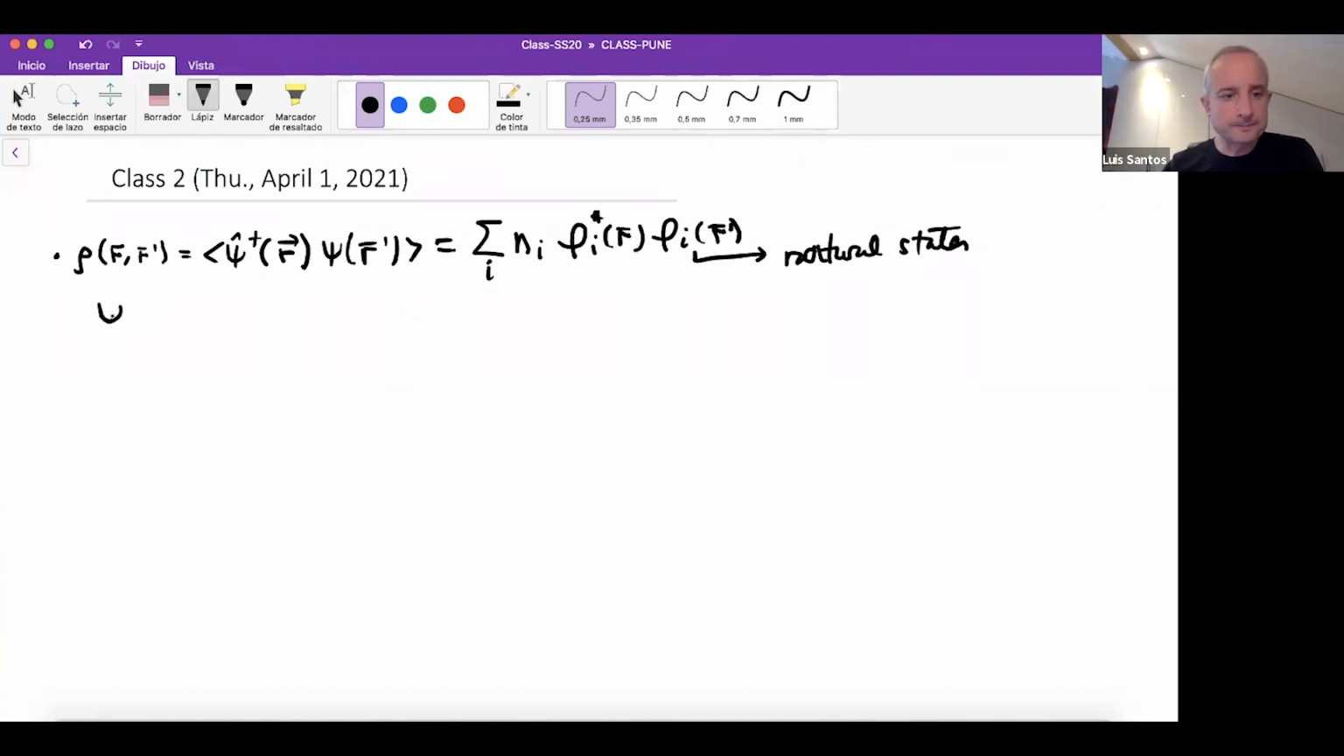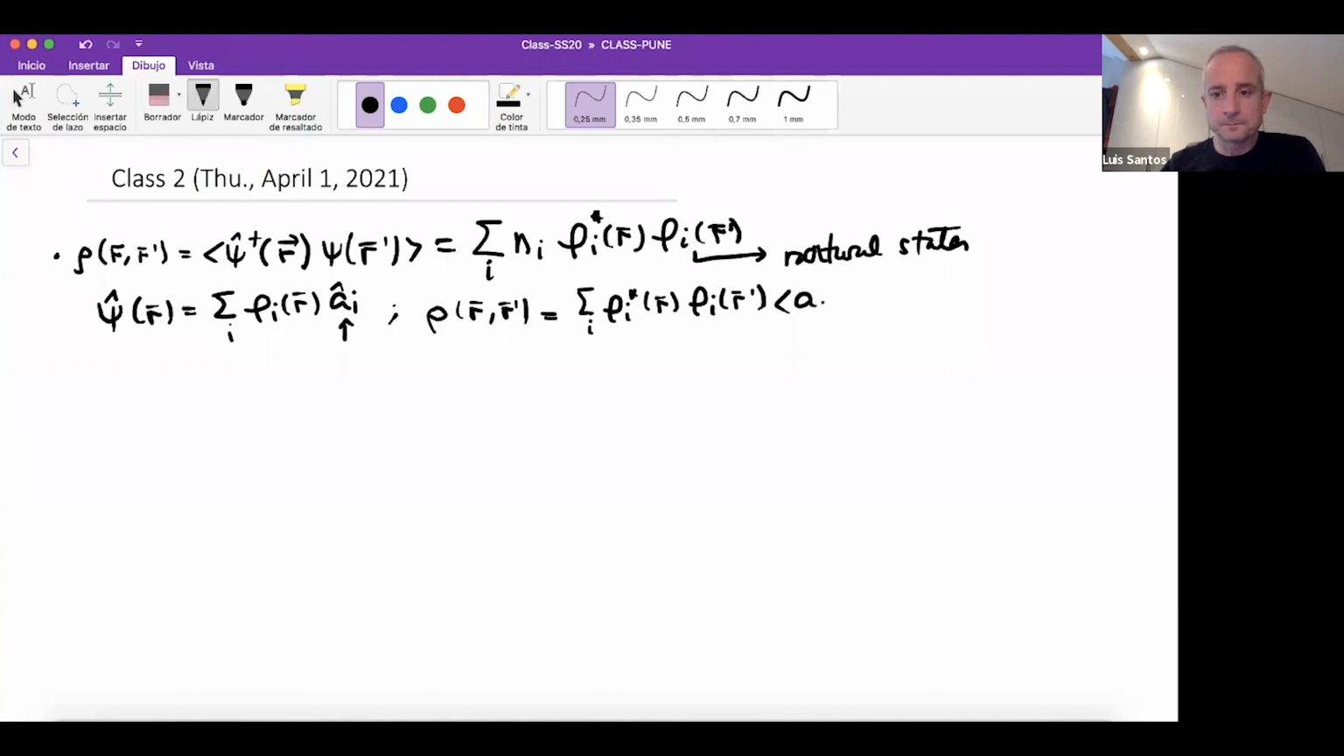Let's now expand the field operator in this space of natural states. These are the annihilation operators for particles in the natural state i. Then I can rewrite this density matrix as this sum, and this, of course, is just N_i delta_ij. So I have introduced these creation and annihilation operators for the particles in these natural states.